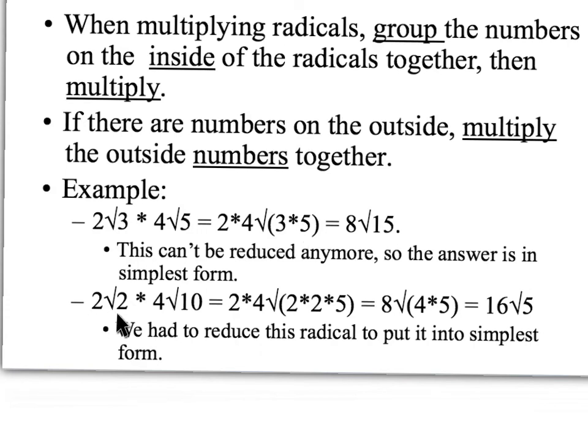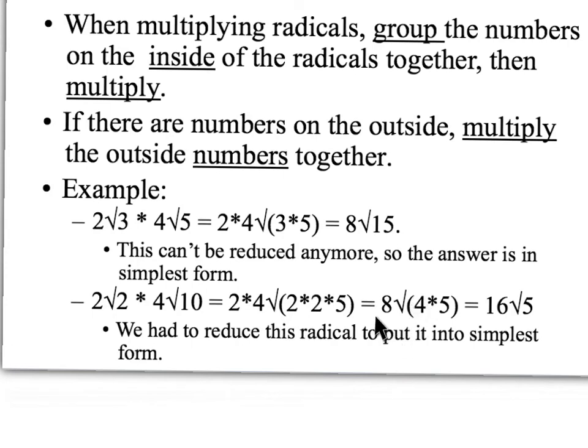Here we have 2 square root of 2 times 4 square root of 10. The 2's and the 4's, again, go outside. But underneath the radical, if we break 10 down, that becomes 2 times 5. And that 2 from the 10 multiplied by the 2 over here creates a perfect square of 4, right?